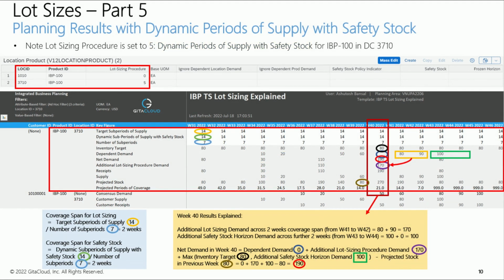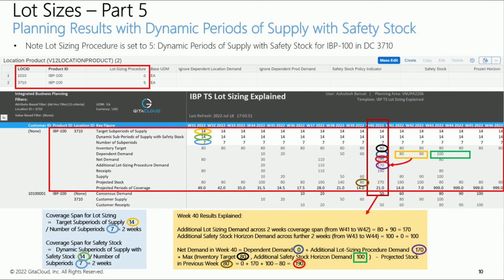Let's review results in week 40 to see how the inventory target is ignored in this case. Additional lot sizing demand is 190 across the 2 subsequent weeks, weeks 41 and 42. Safety stock demand is 100 across the 2 further subsequent weeks, weeks 43 and 44. IBP now compares inventory target in week 40, which is 80, with the safety stock demand, which is 100. IBP proceeds with the greater of the two, in this case, the safety stock demand of 100.